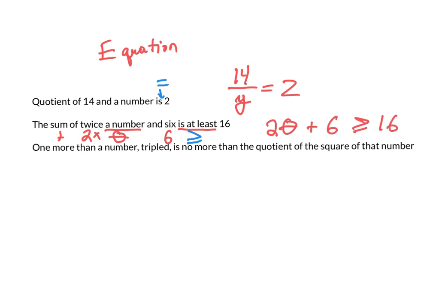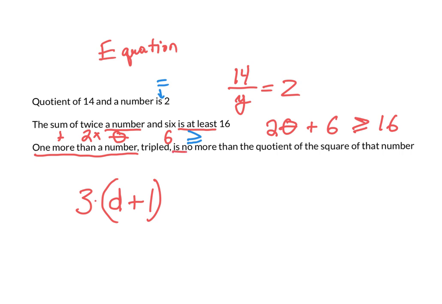All right. Now we'll go to one last example here. One more than a number. So I have one more than a number. So I have my unknown number. We'll say a D. One more than that, plus 1. Then I got that comma in there, which tells me that that's all together. And all of that gets tripled. So times 3.